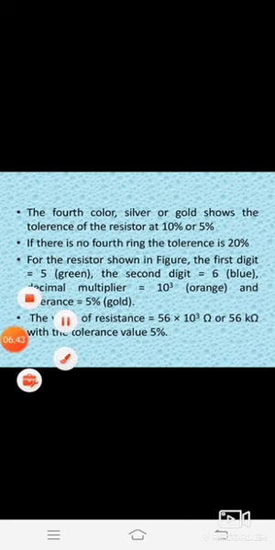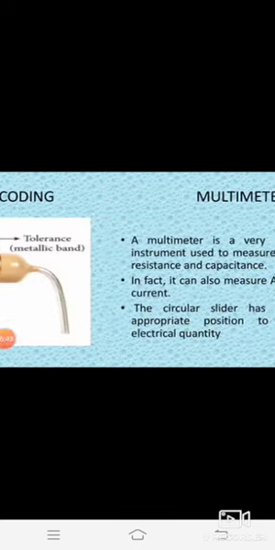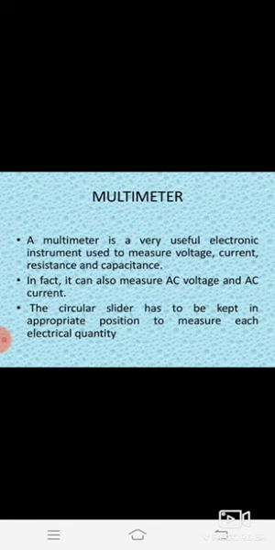Okay students, so this is a method to identify the value of the resistance of the resistor. Next, we are going to discuss the multimeter. The multimeter is a very useful electronic instrument used to measure voltage, current, resistance and capacitance. In fact, it can also measure AC voltage and AC current, that is, alternating current and alternating voltage.